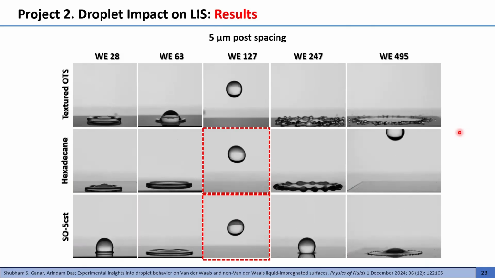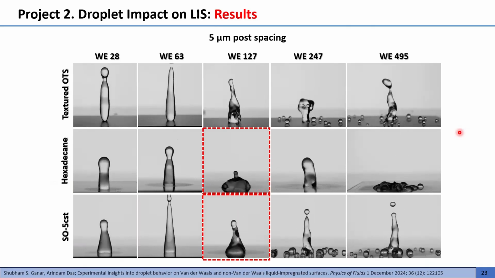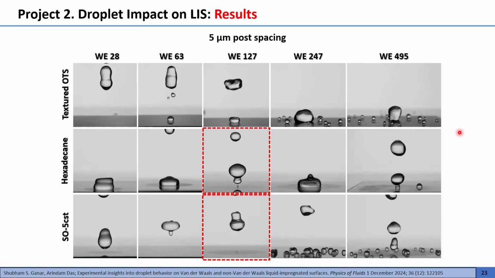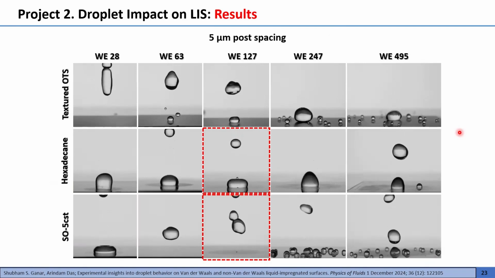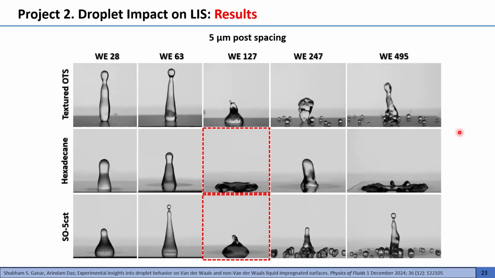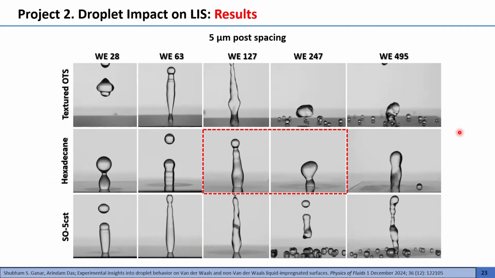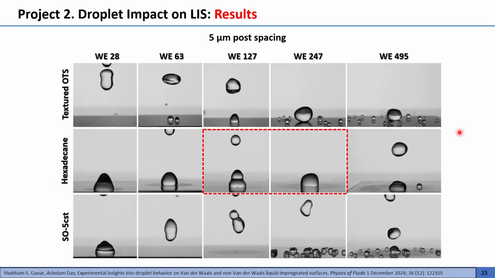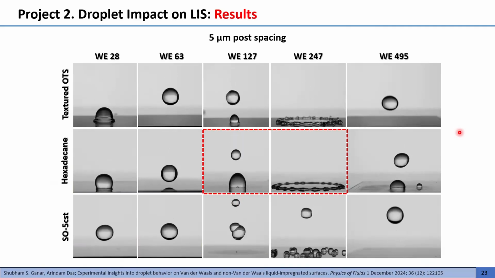At this Weber number, the droplet has sufficient energy to lift off from the surface and overcome the resistance offered by the exposed top post. As we further increase the Weber number up to 247, you can see the transition from full rebound to no rebound.